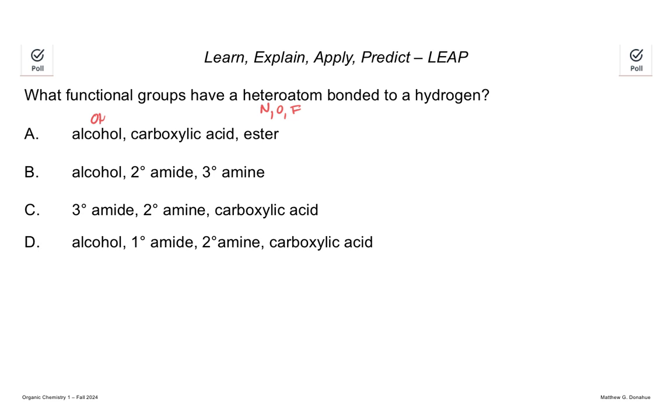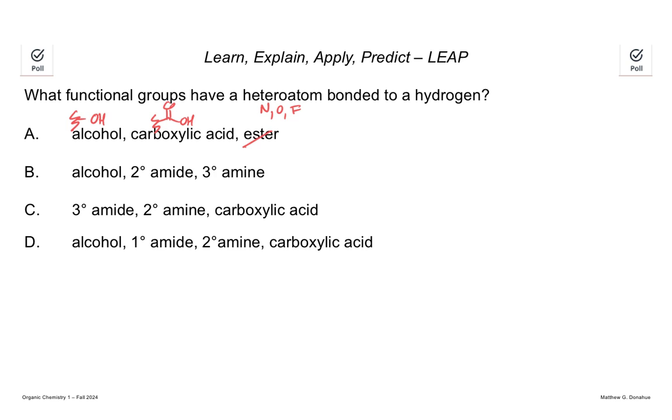So alcohol is typically OH. Carboxylic acid, I'm just going to use the little squiggle to say that's the rest of the molecule, and alcohol just means OH. Carboxylic acid has a carbonyl that's bonded to an OH. Does an ester have a hydrogen? I see someone saying no. So the ester, that eliminates A.